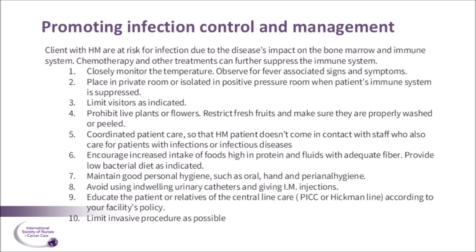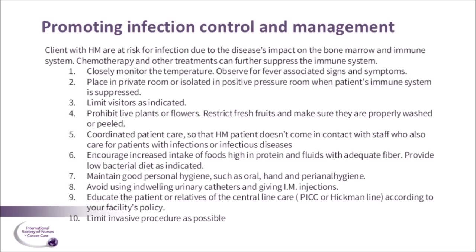Chemotherapy and other treatments can further suppress the immune system. Closely monitor the temperature. Observe for fever-associated signs and symptoms. Febrile neutropenia is the most common life-threatening complication of cancer therapy. Its treatment is an oncological emergency. Prompt empirical antibiotic therapy has dramatically improved outcomes and decreased mortality from febrile neutropenia.